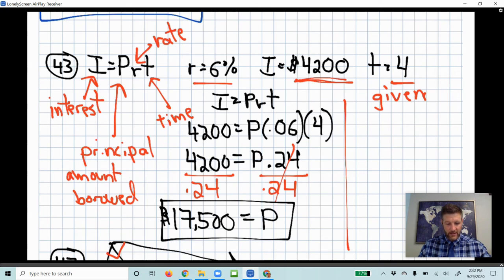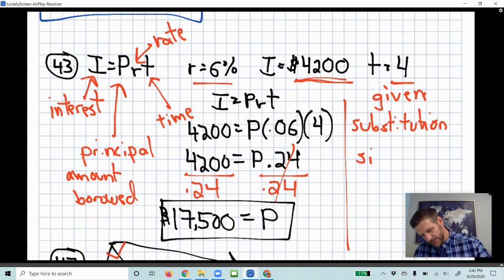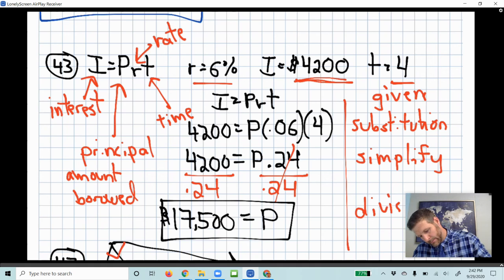Then how do we convert that into 4,200 equals P times 0.06? Well, look, we had these things up here. They told us what those were equal to, and all we did was, that's right, substitute. We plugged it in. Substitution property of equality. Okay, and then how did we get from 0.06 times 4 to the 0.24? That we just did arithmetic, which we can call simplify. Hard to think and spell at the same time. And then how did we get to the 17,500? We divided by 0.24, so that is the division property of equality.